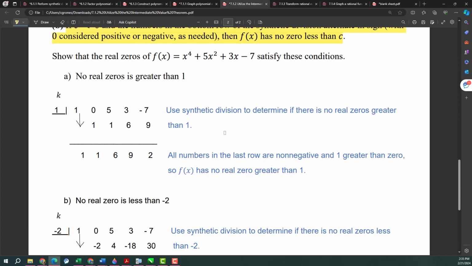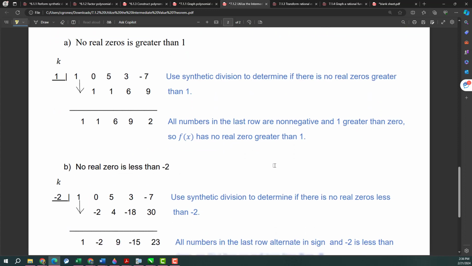So here is an example. It says show that the real zeros of f of x equals, and they give us a polynomial, satisfy these conditions. So a is no real zeros greater than 1. So we do synthetic division, and all of the numbers in the last row are non-negative and 1 is greater than 0. So there is no real zero greater than 1. So this is what that theorem is saying for that.